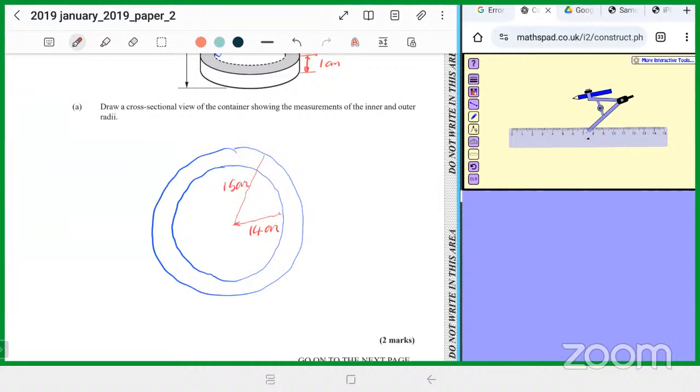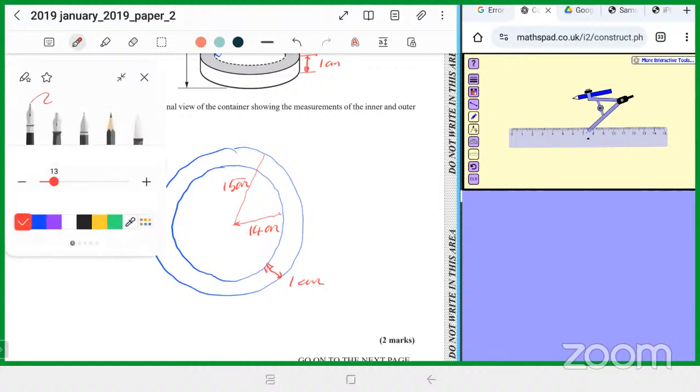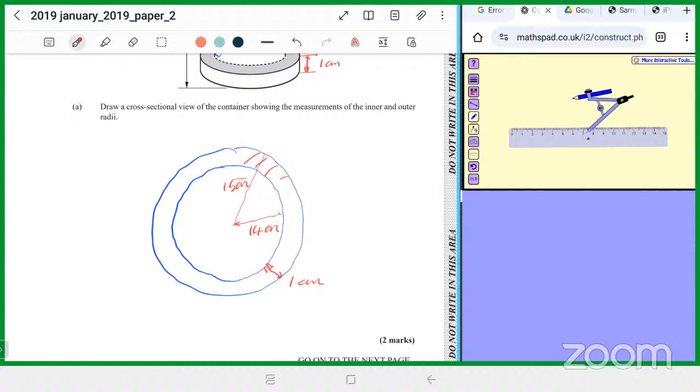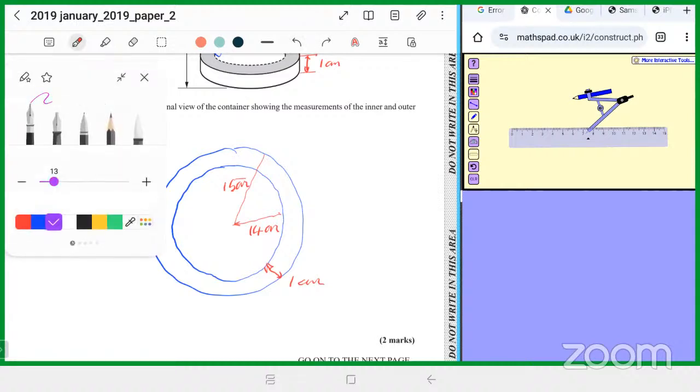15 centimeters, and then the thickness is 1 centimeter. That's a cross section. And this around here is a material. That's like the rim of the thing. It's a different color. Let's just use purple.